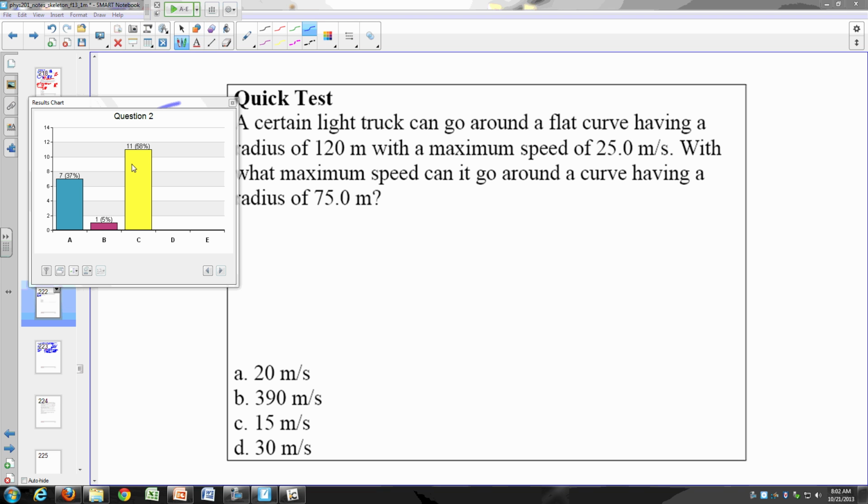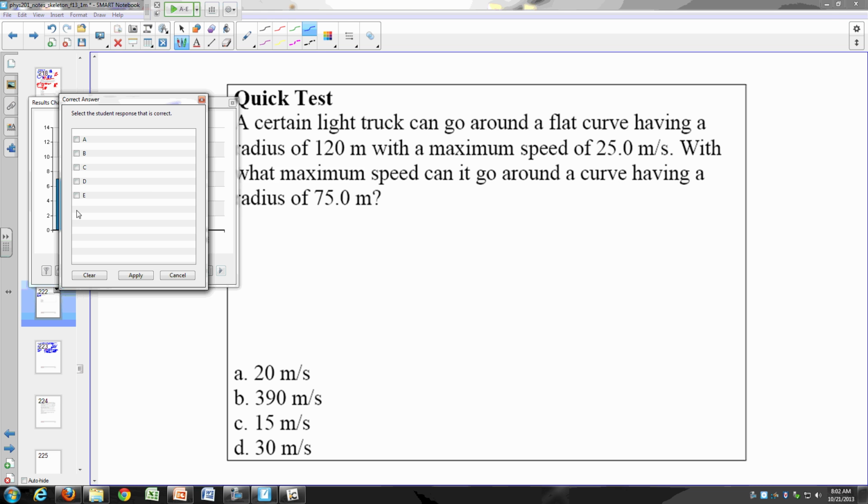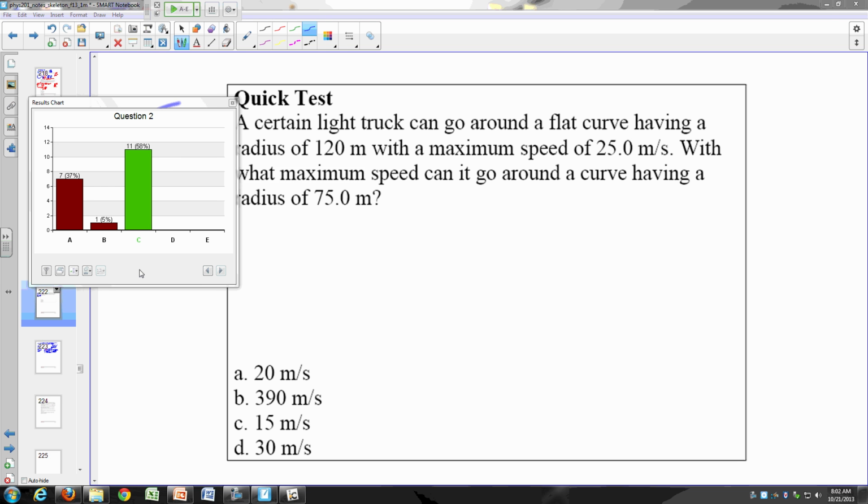Okay, let's see. I'm not sure what the right answer is. I'm going to go ahead and mark C. But you know it has to be either A or C, right? Because you're making this curve tighter, and so the speed limit will have to go down, the maximum speed with which you can go around it.